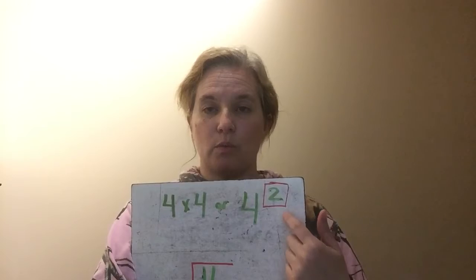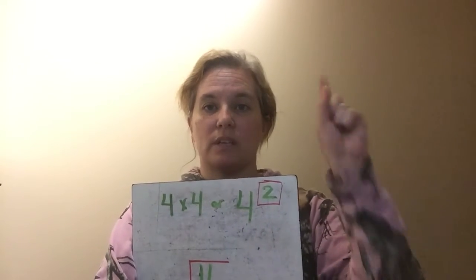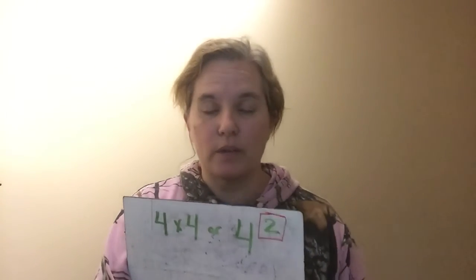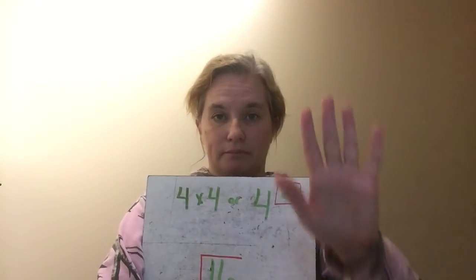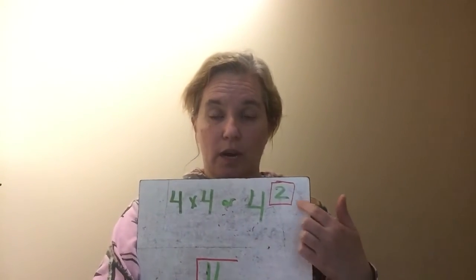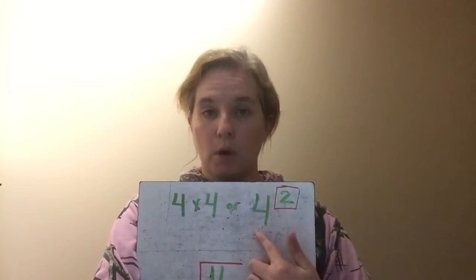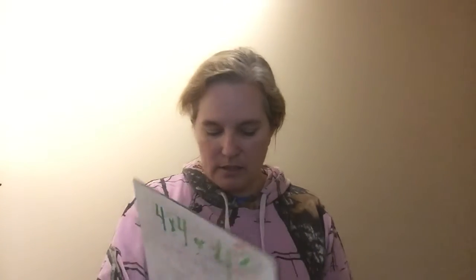Okay, if this exponent was a 5, we'd say 4 times 4 times 4 times 4 times 4. That wouldn't be called squares though. But whatever that number is, that's how many times you write this number to multiply it. All right, so let's look at a few of those.